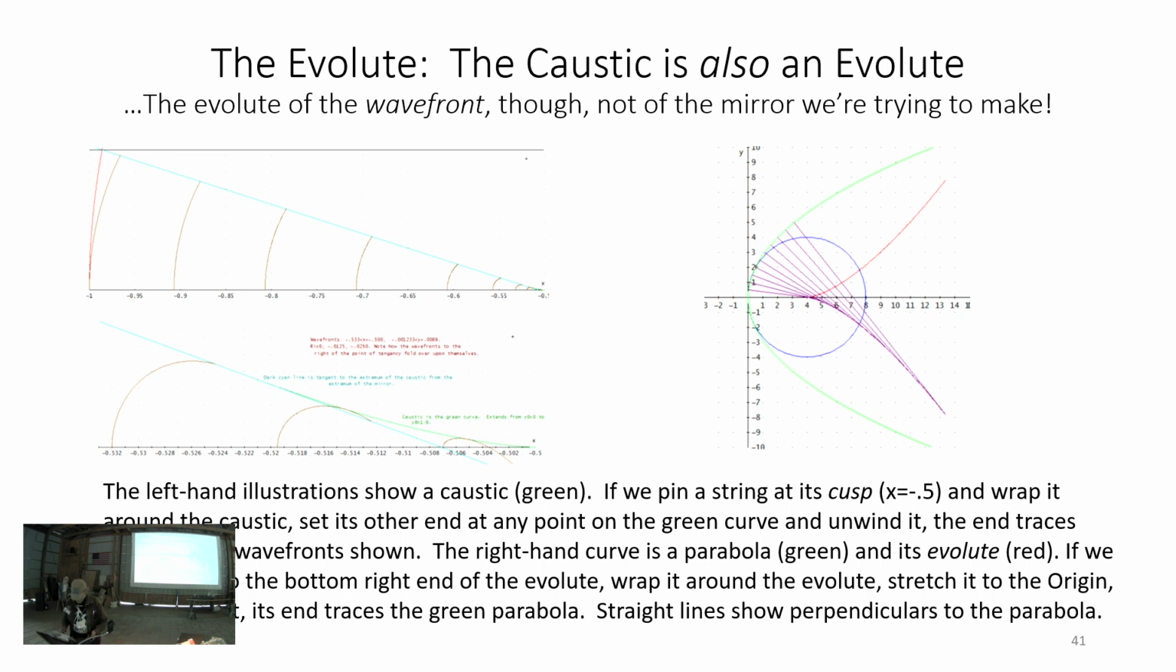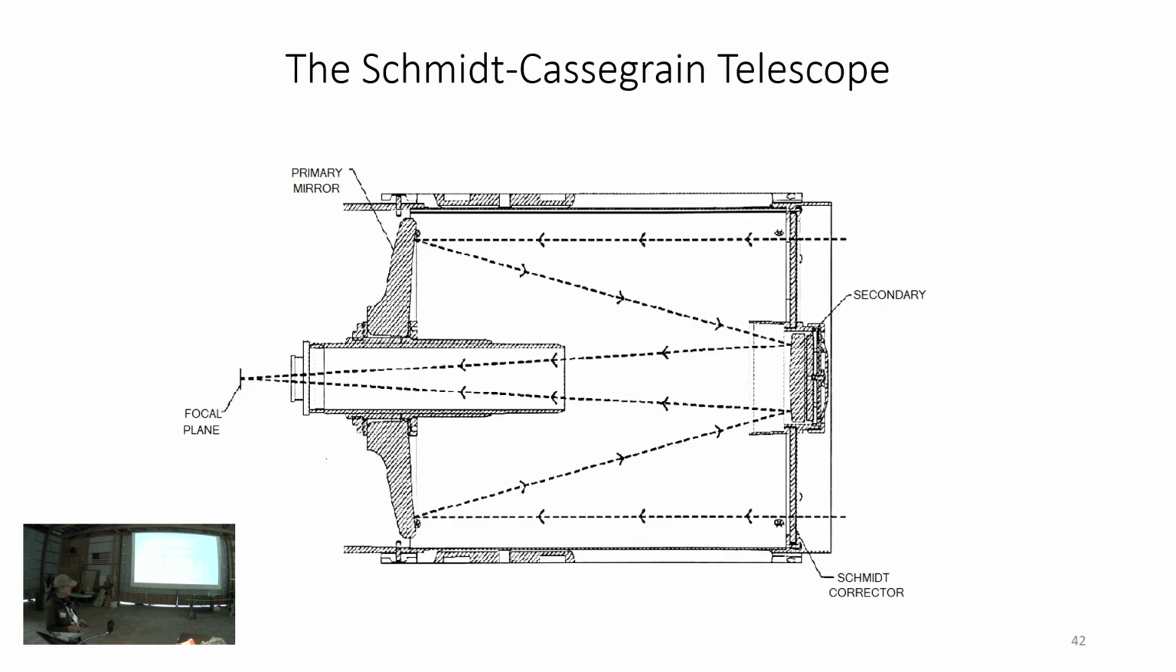Okay, let's talk a little about Schmidt-Cassegrains now. Here's a genuine Schmidt-Cass telescope. We've got three surfaces: a primary, a secondary, and a corrector plate. And the corrector pre-aberrates the light coming in so that the primary and secondary, which are presumably spherical, can focus it, can make that wavefront circular.